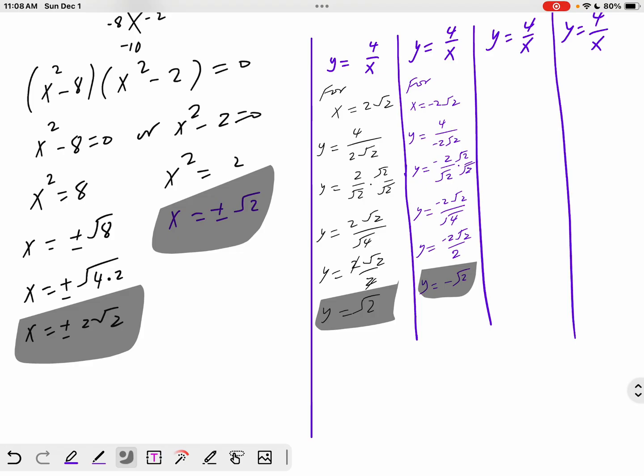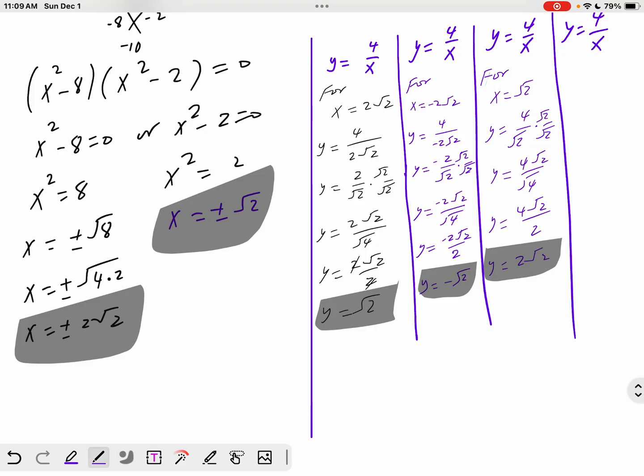So let's keep going. We have 2 more values now. x is root 2 and x is negative root 2. So x equals root 2. So then y equals 4 over root 2. Rationalize it. Multiply top and bottom by root 2. So this is 4 root 2 over root 4. This is y equals 4 root 2 over 2. And 4 divided by 2 is 2. So this is 2 root 2. So this is the value of y when x is positive root 2.